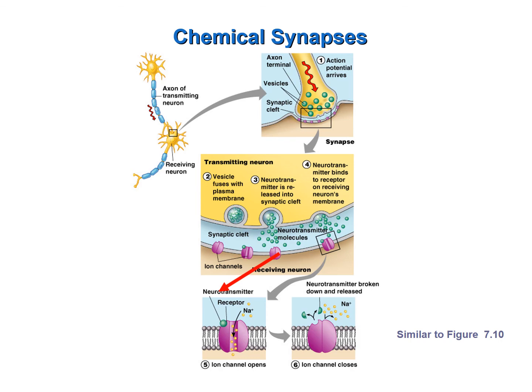This causes sodium channels, in this particular example, to open. As sodium ions move into the intracellular fluid, they cause a local depolarization, which, if strong enough, can eventually cause an action potential to be generated in the axon hillock of the receiving neuron. The neurotransmitter only binds for a short period of time, as it is quickly broken down by an enzyme.